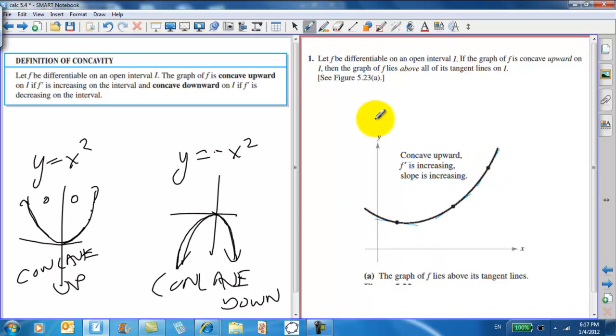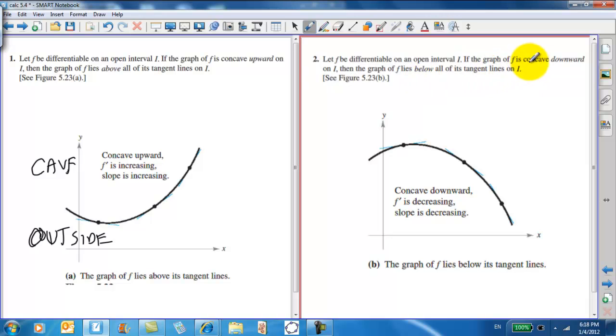Some people like to think of the concavity as like a bear in a cave. Here, this is the cave. This is the outside. And so the cave is above the curve, so we consider that concave up. Here, the formal definition is when the graphs of all the tangent lines stay above the curve, then the curve itself is concave downward.